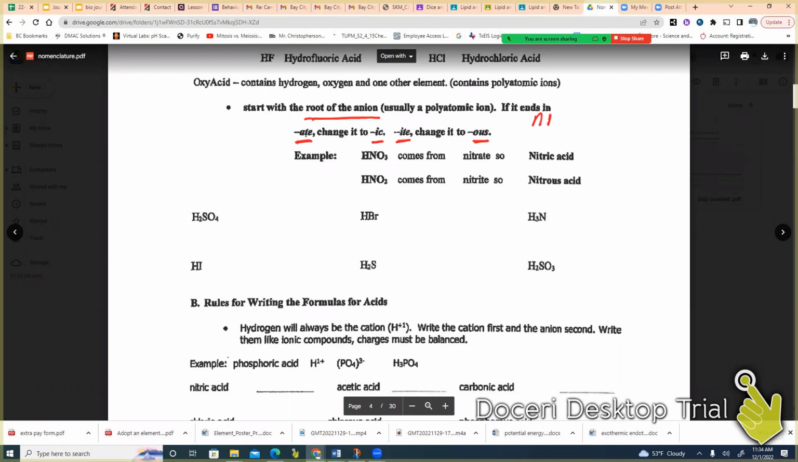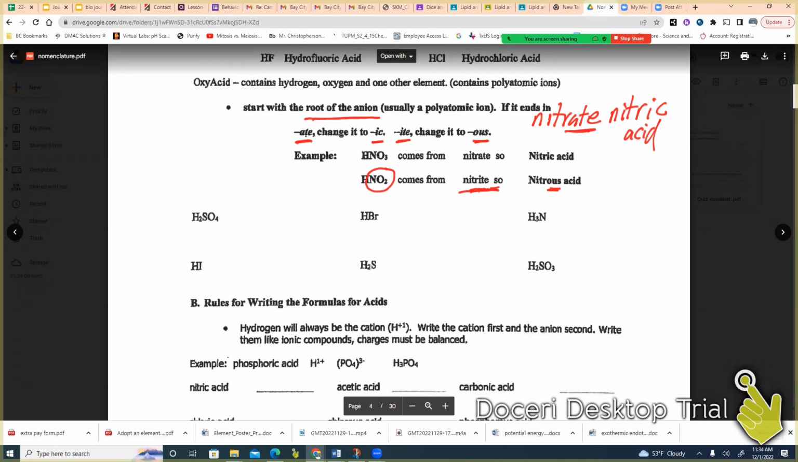An example of that would be nitrate. If I use the nitrate ion, that's what my acid has. Since this ends in ate, when it became an acid, it would be nitric acid. And then if, instead of nitrate, we use nitrite, that's right here. You can see that NO2 is a nitrite. Since it ends in ite, we're going to change that to ous, and that would become nitrous acid.